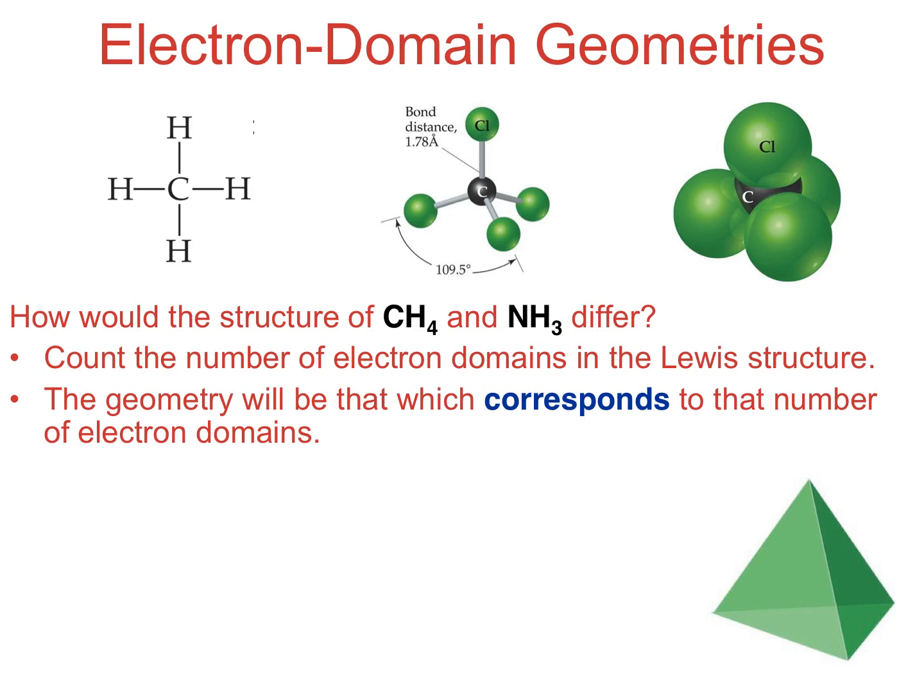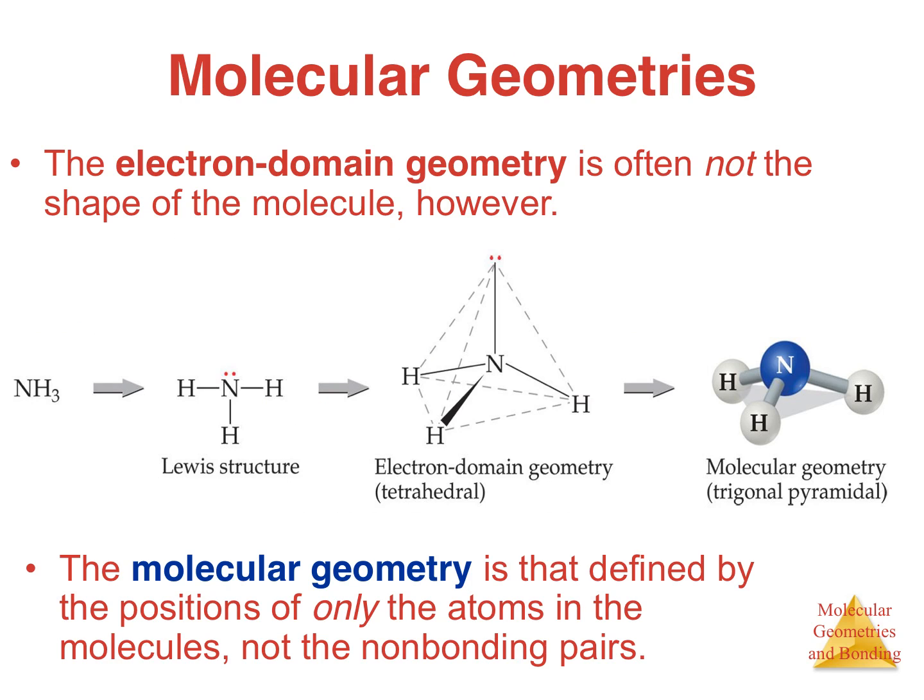So electron domain geometries. How would the structure of CH4 and NH3 differ? Well, if we count the number of electron domains in the Lewis structure, the geometry will be that which corresponds to that number of electron domains. So CH4 has 4 domains. And NH3 also has 4 domains. So if we're talking about just electron geometry, these are the same. But the visible shape we see when we zoom in on these molecules is not the same. So our electron geometry for both was tetrahedral.